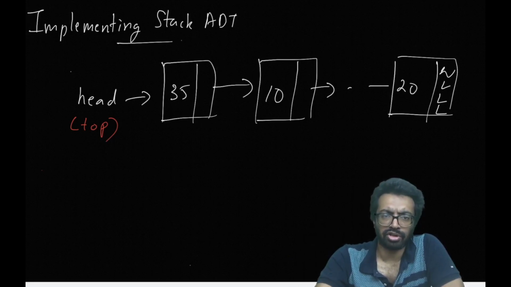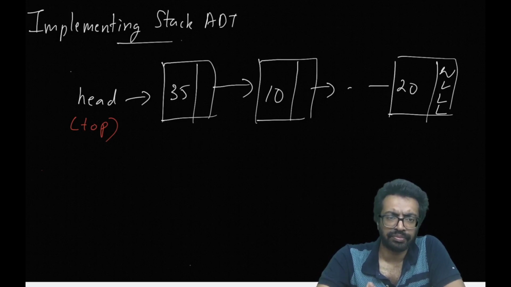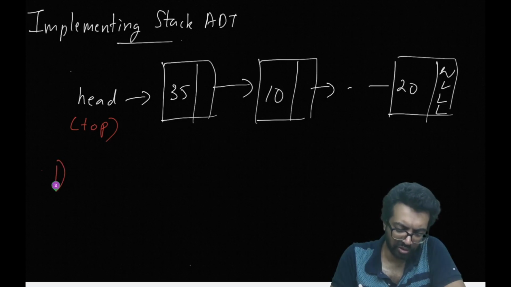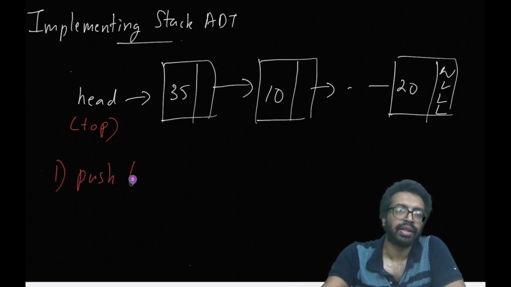Now, what is the top of the stack now? The top of the stack contains the number 35. And I want to implement the stack functions in this linked list. So let's look at one. The first stack function is push, and let's say I want to push 75.